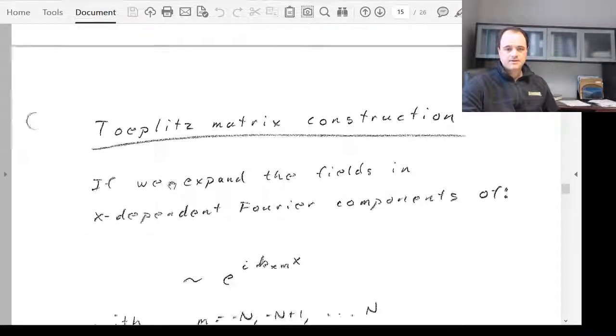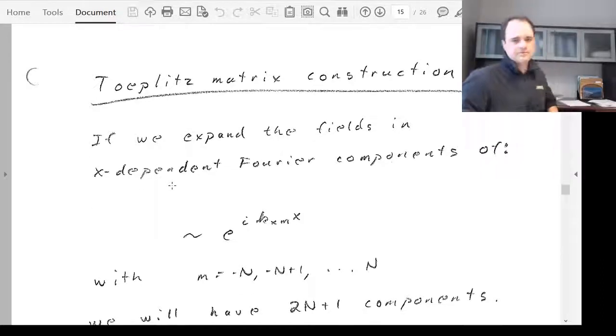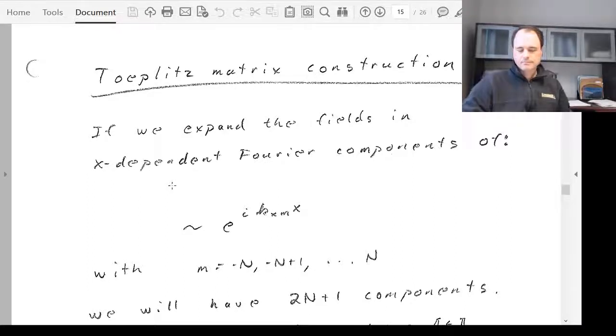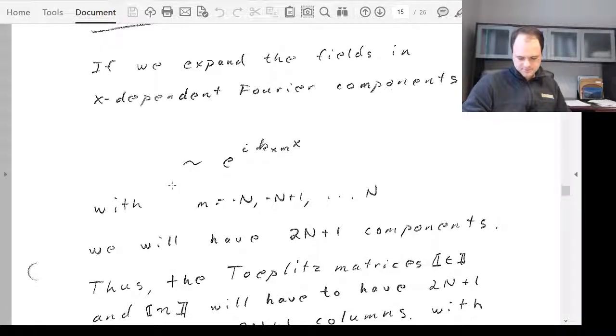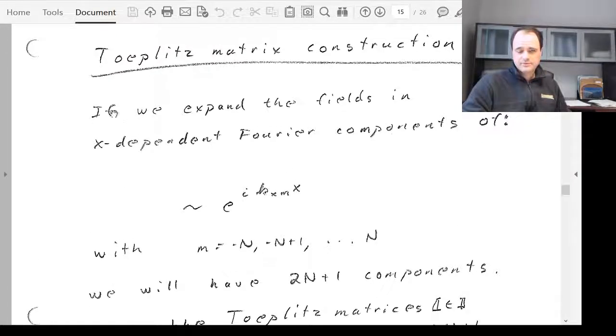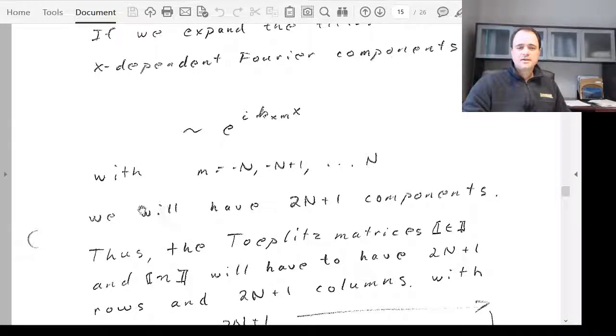All right. So then we can go to the Toeplitz matrix construction. So let's read through this. If we expand the field in x-dependent Fourier components with m equal to minus n to n, I remember why I did this. If you add up the number of modes here, you get 2 times n plus 1 components when you go from minus n to n.